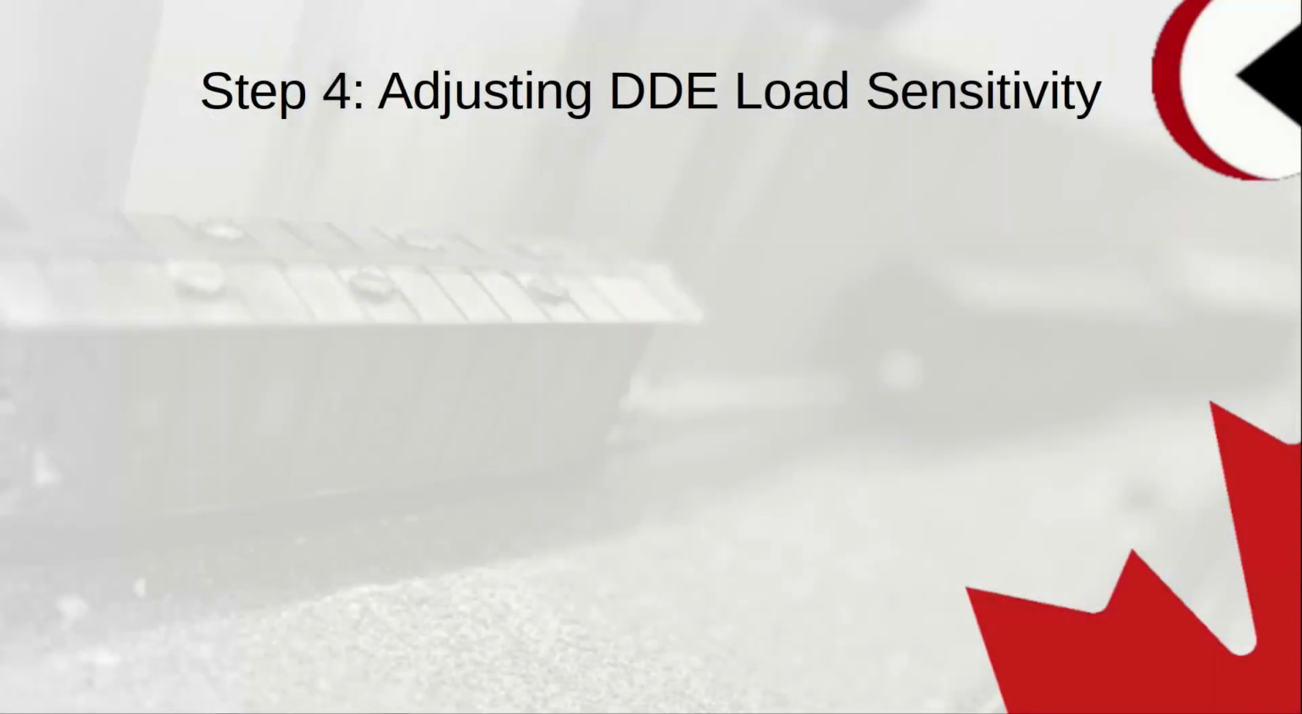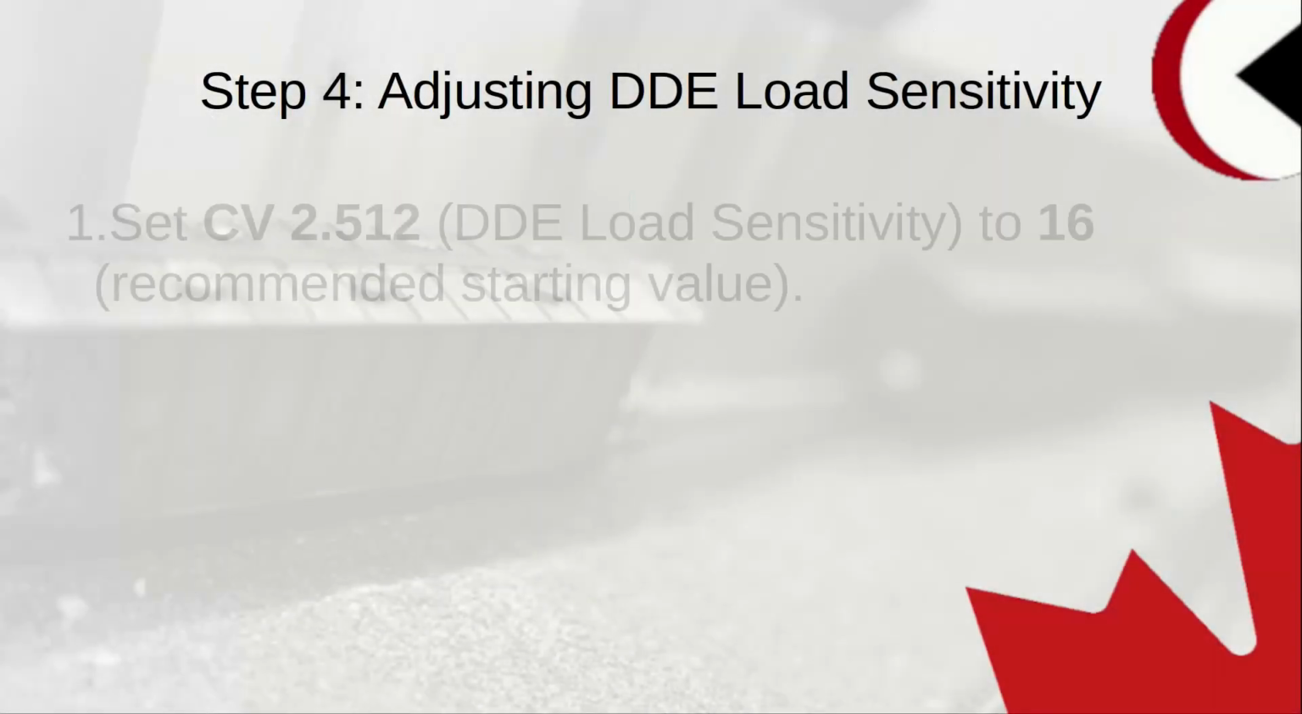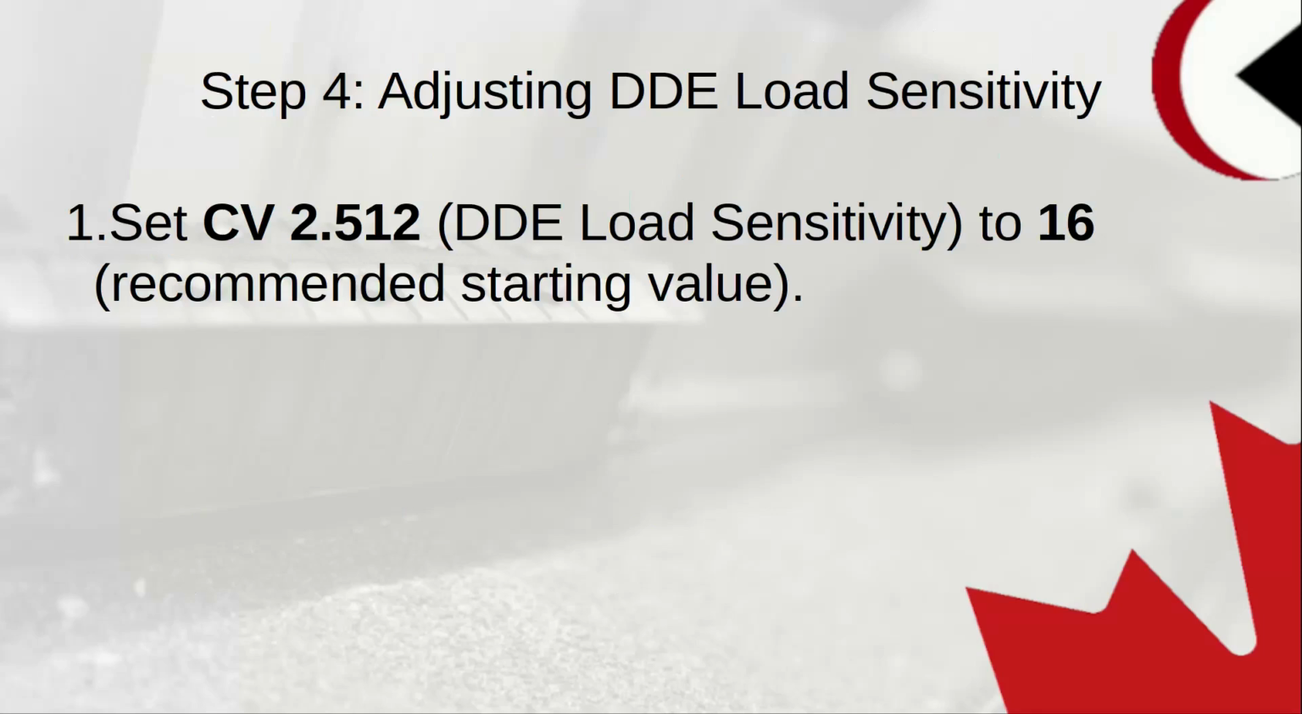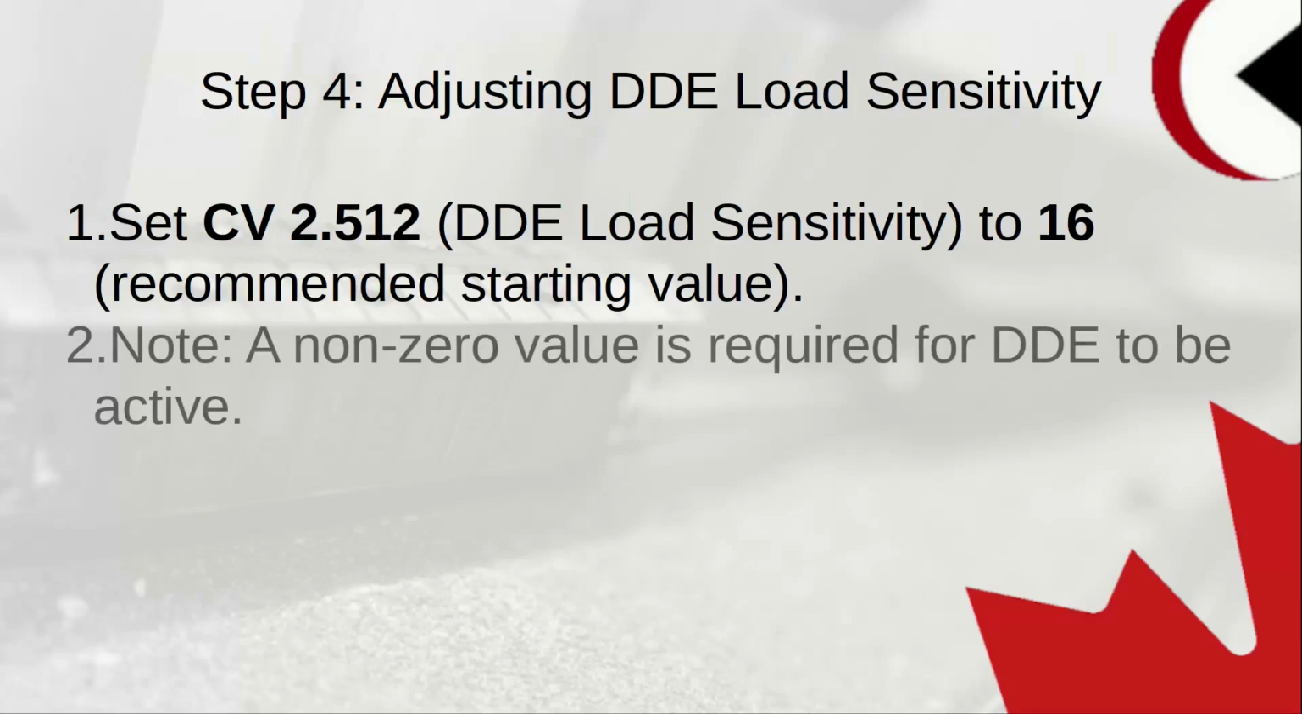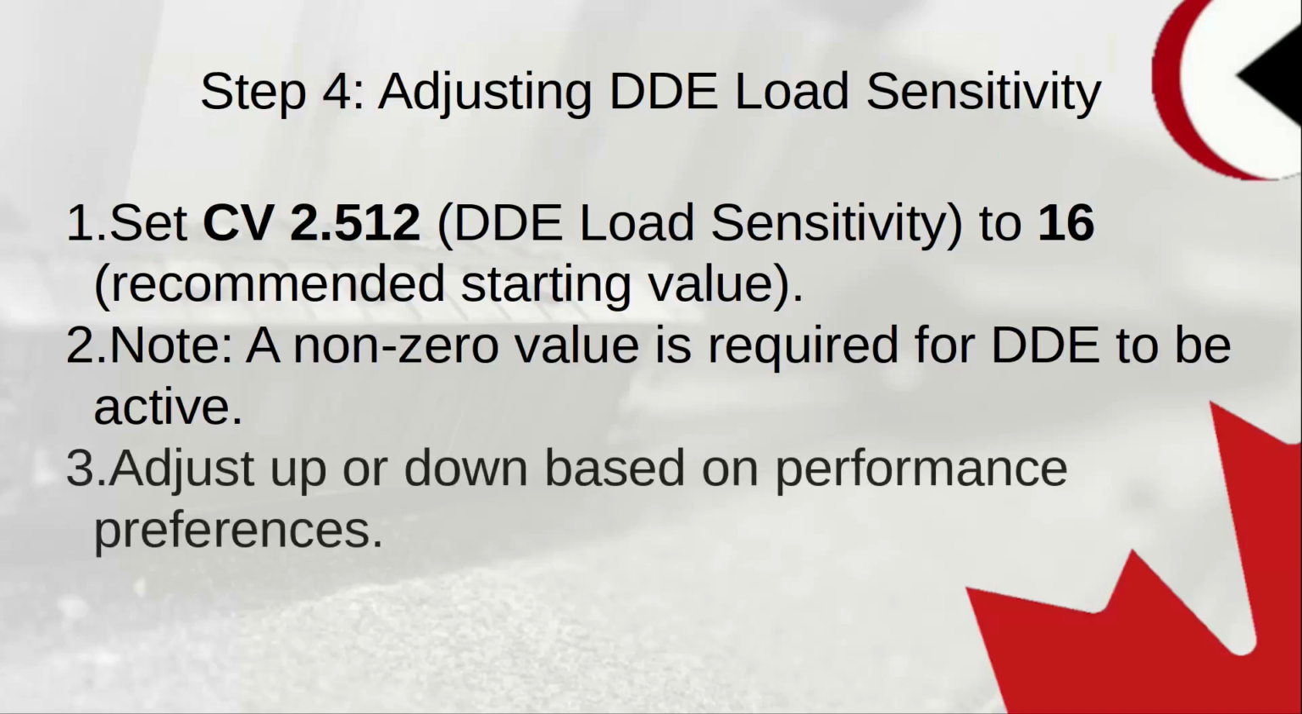At this point, set CV512, the load sensitivity, to a value of 16, which is a good place to start. Note that a non-zero value is required for the effect to take place. Run the locomotive and observe the performance, and then adjust CV512 up or down to meet your preferences. For me, 16 worked just fine. However, I did raise it for some of the models to further break any chances of monotony.